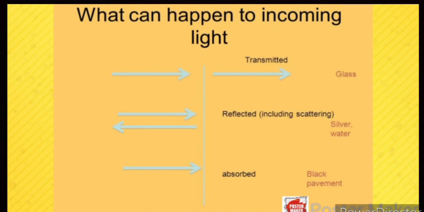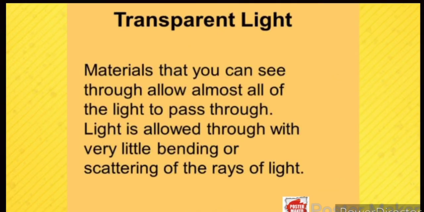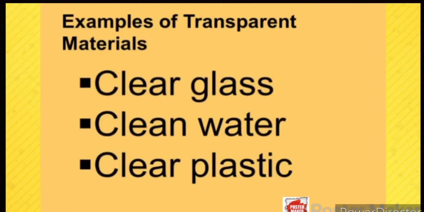First we have the transparent ones. Materials that you can see through allow almost all the light to pass through them. Light is allowed through with very little bending or scattering of the rays of light. For example, clear glass, clean water, clear plastic. These are the examples of transparent objects.